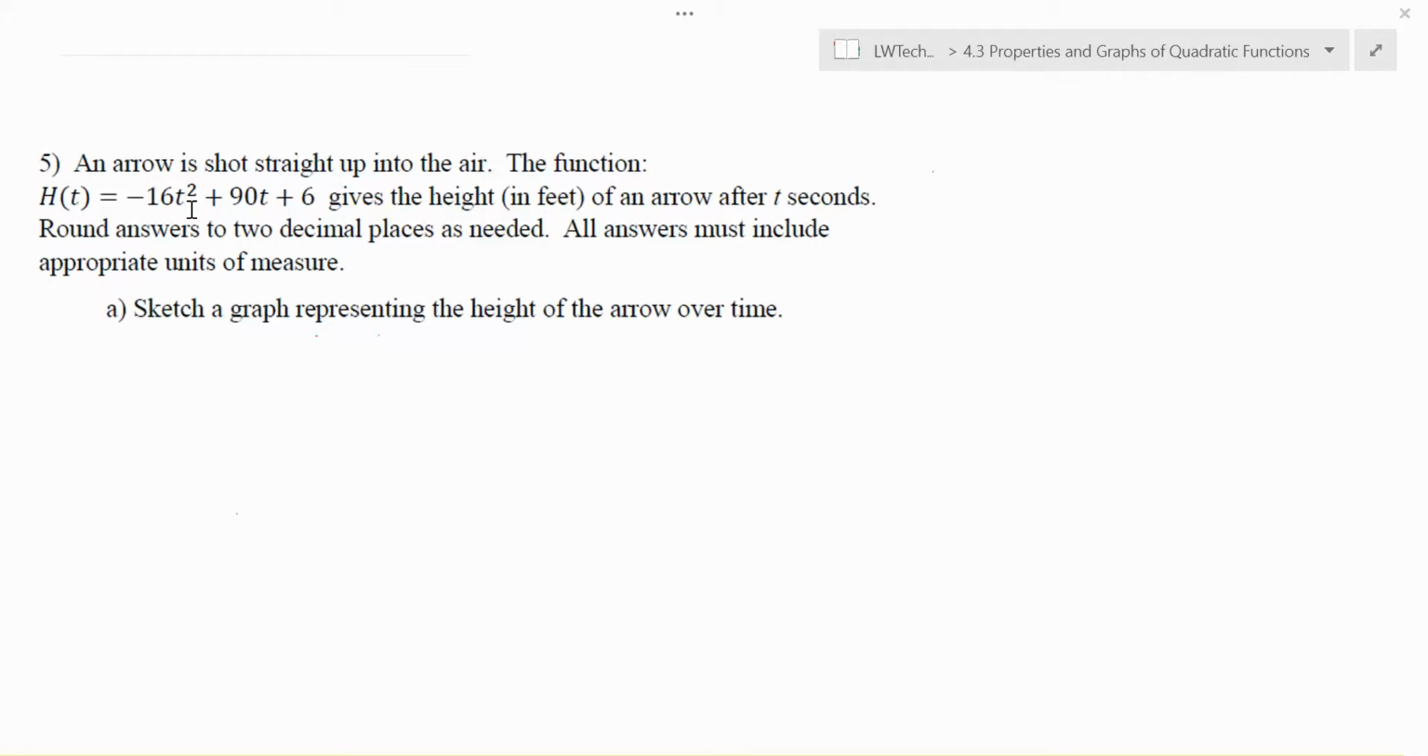We have an arrow shot straight up into the air, and this is our function h of t equals negative 16t squared plus 90t plus 6. It gives the height in feet of an arrow after t seconds. Round answers to 2 decimal places as needed, and all answers must include appropriate units of measure.